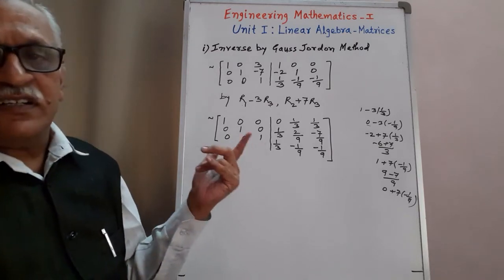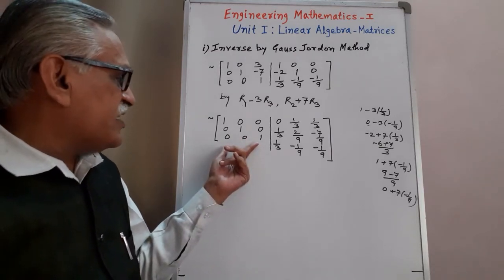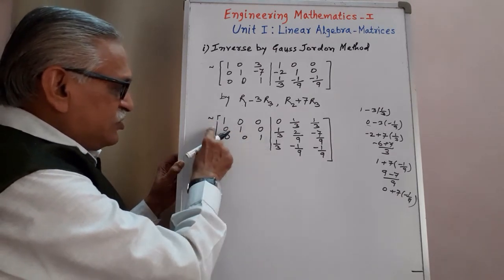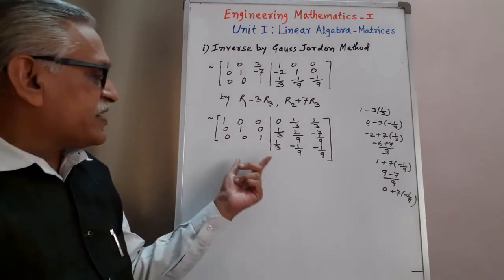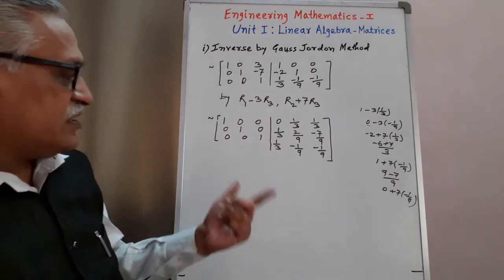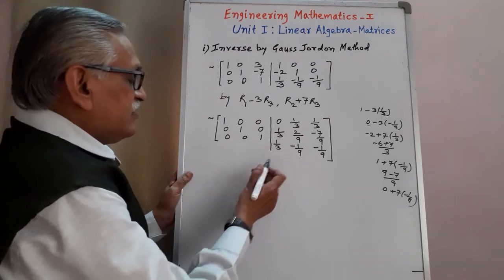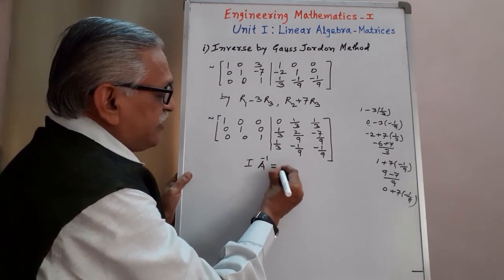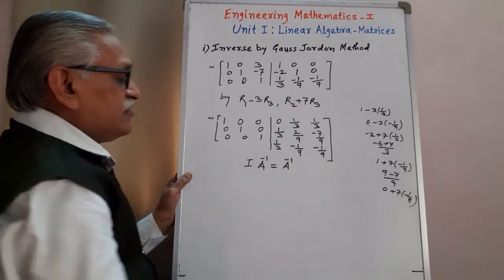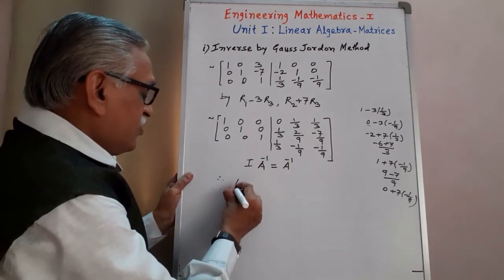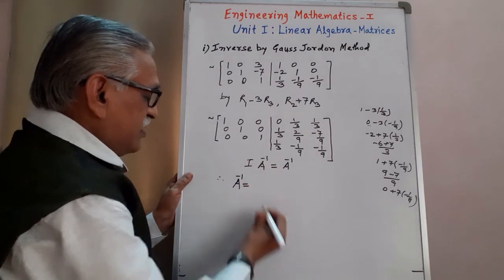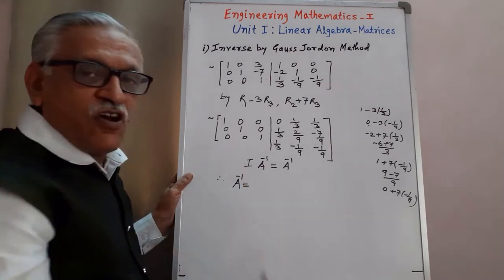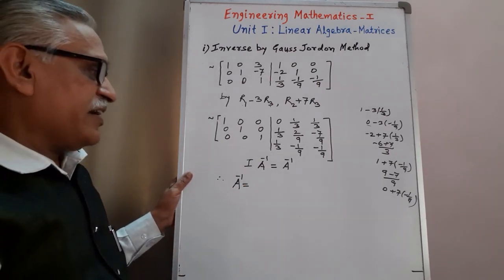I have converted that matrix A to identity matrix. Here all the diagonal elements are 1, 1, 1. Lowers are 0, uppers are 0. This type of matrix is said to be identity matrix. This is known to you. And that identity matrix into inverse matrix we get as inverse matrix, and therefore A inverse is this second matrix, the matrix obtained by converting that identity matrix.